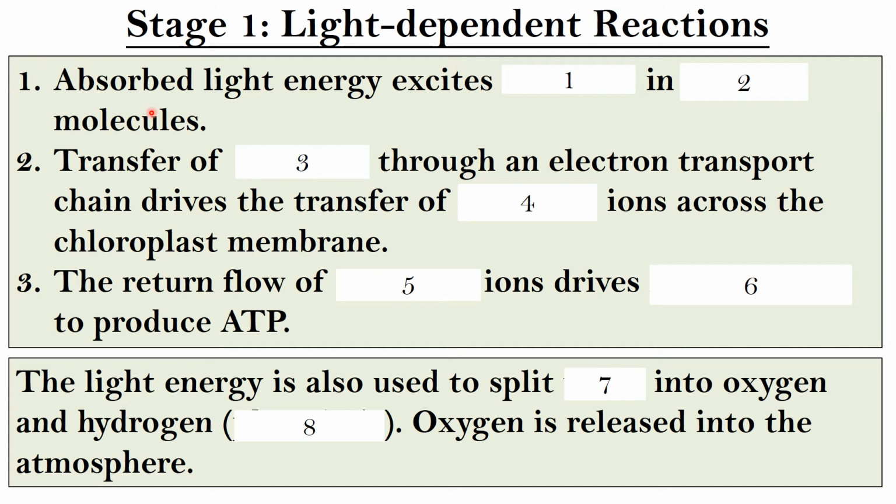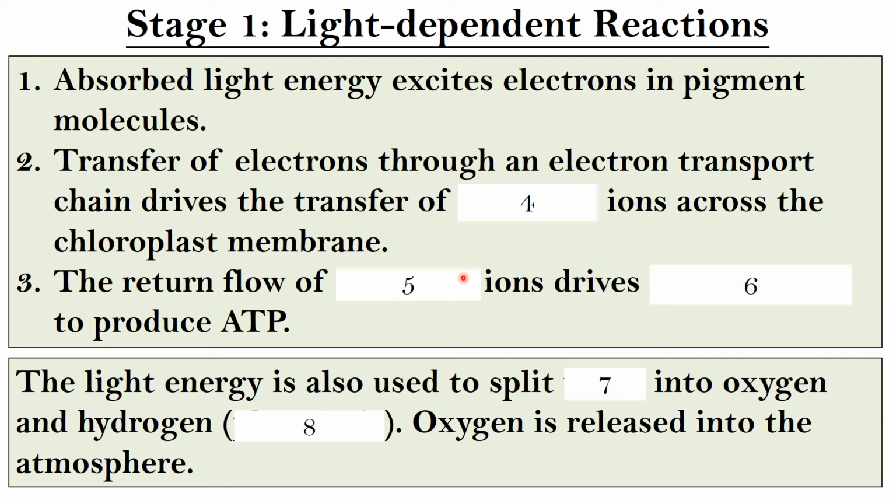So, see if you can do this. Put down numbers 1 to 8. Press pause. Number 1, absorbed light energy excites electrons in number 2, pigment molecules. Remember, we're in the pigment here. Number 2, transfer of electrons through an electron transport chain drives the transfer of hydrogen ions across the chloroplast membrane.